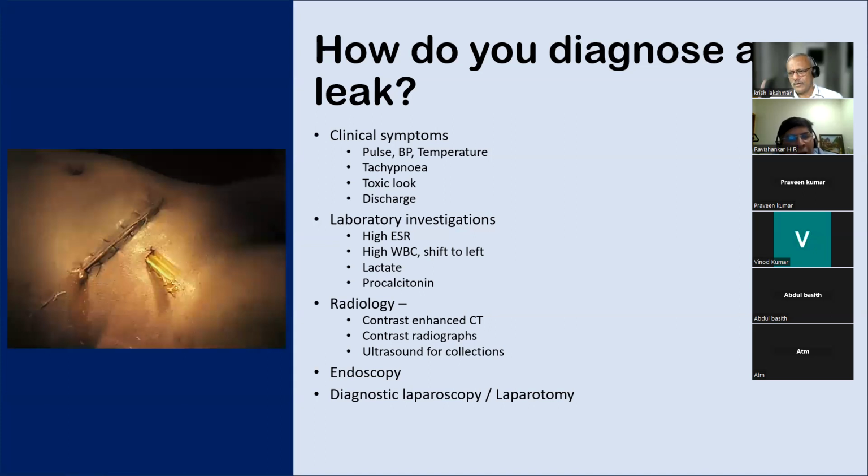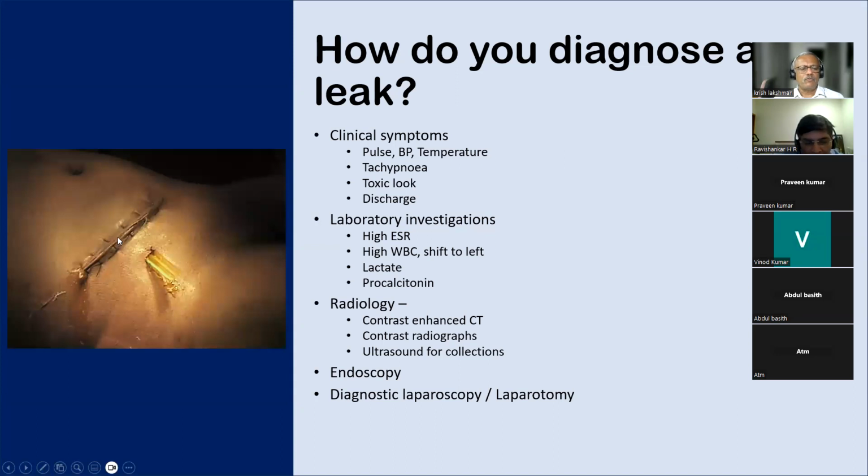Okay, because of lack of time, we are going very slow. So it's a range of things that you have to look at. It's not, again, just one aspect of the patient. Clinical symptoms are extremely important. Vitals are important: pulse, BP, temperature, tachypnea, the toxic look, any discharge.